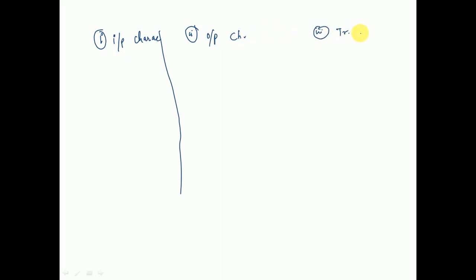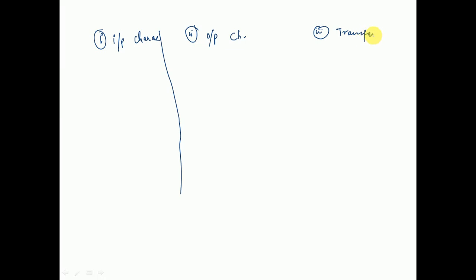Okay, the characteristics, I'll just quickly take it. Please write down the heading: characteristics of common emitter configuration of a transistor. I'll give you three different graphs: the input characteristics, the output characteristics, and the transfer characteristics. Let's start with the input characteristics. I will draw them on one particular slide only, so it's easier for you to compare.